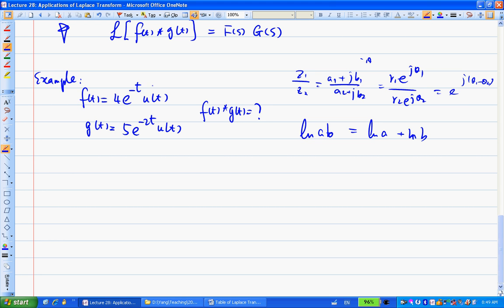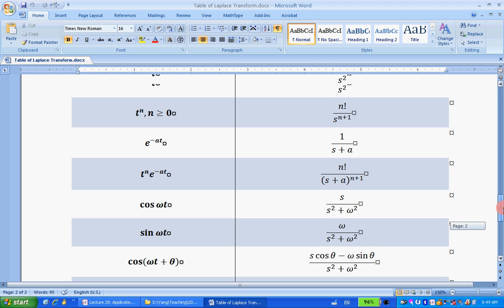So number one step, we're going to calculate the Laplace transform of this and the Laplace transform of this. Apparently this is very easy. The Laplace transform of f of t, this is 4e to the power negative t u of t. So which one is that? This one here. Now I probably say, where's the u of t?